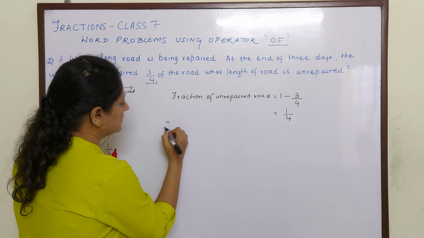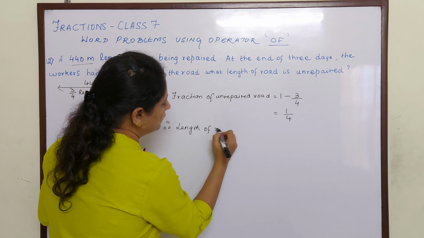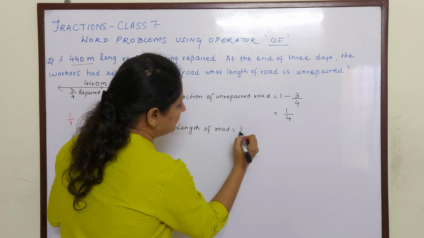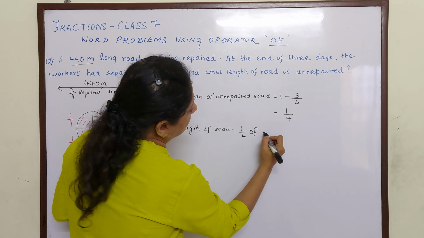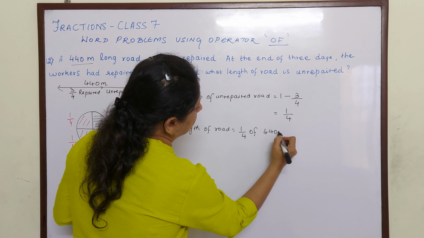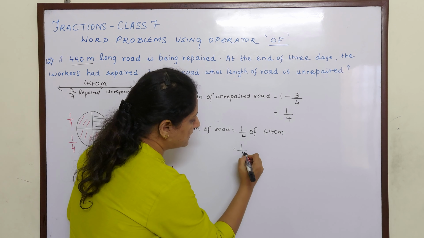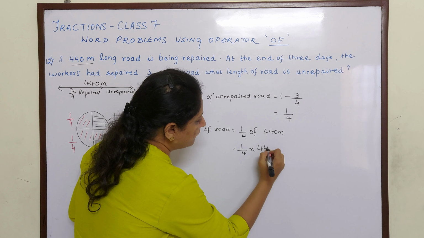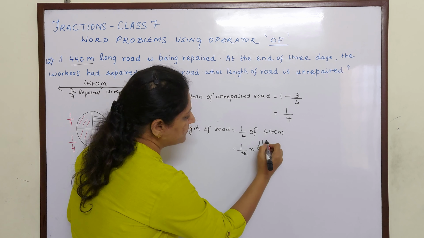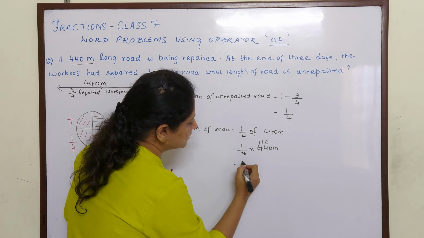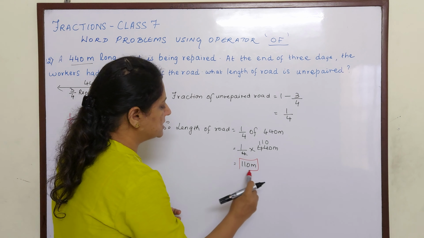And therefore length of the road equal to 1/4 of 440 meter. So 1/4 of 440 means 1/4 multiplied by 440 meter, which is 4 ones are 4, 4 ones are 4, 4 zeros are 0. So 110 meter of the length of road is still to be repaired.